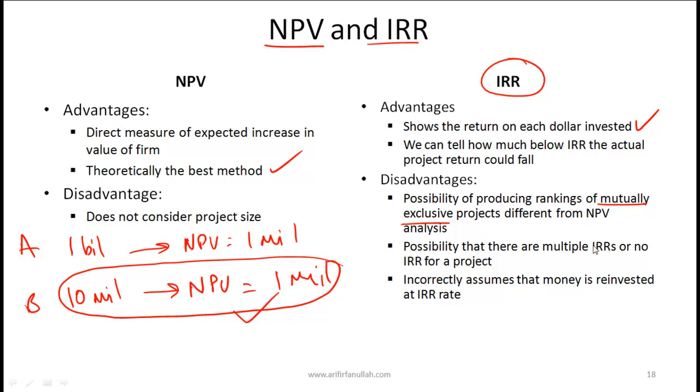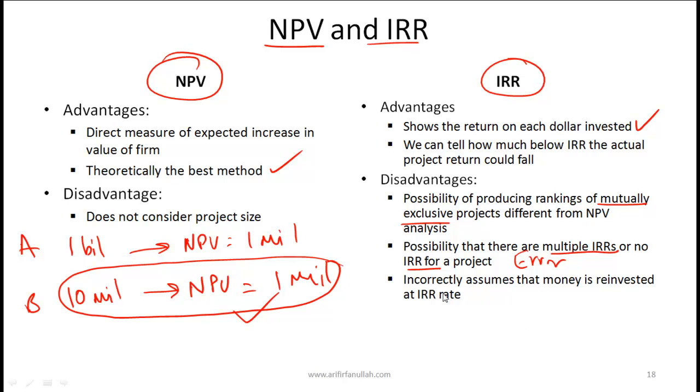Another disadvantage is that we might have a situation where we have multiple IRRs or no IRR for a project, and this happens if we have something called unconventional cash flows, where the cash flow sign changes more than once. So with unconventional cash flows, you might either have more than one IRR or you might not have an IRR. And if you don't have an IRR, that does not necessarily mean that the project is not profitable. That simply means that you need to make sure you do a NPV analysis. On a calculator, if you have either of these problems, you will get an error.